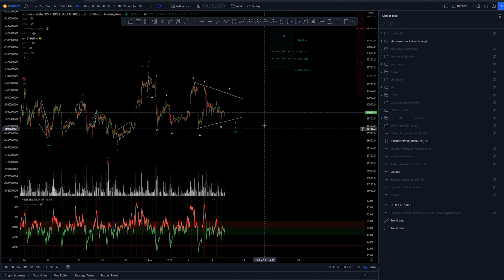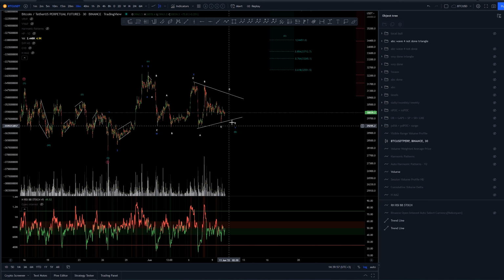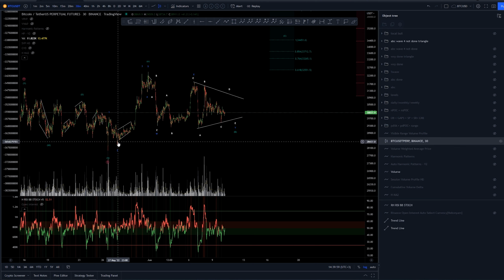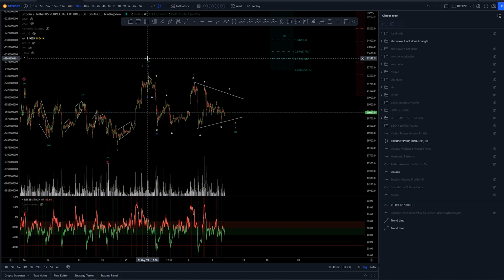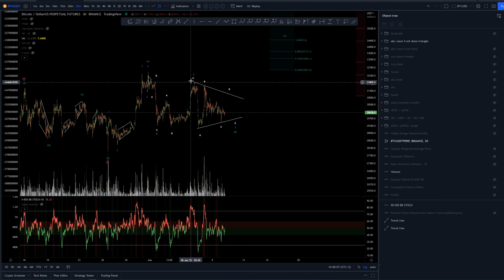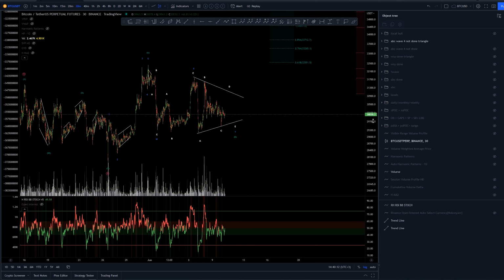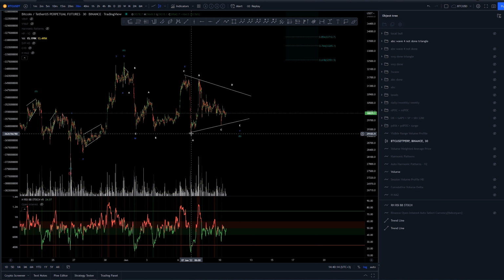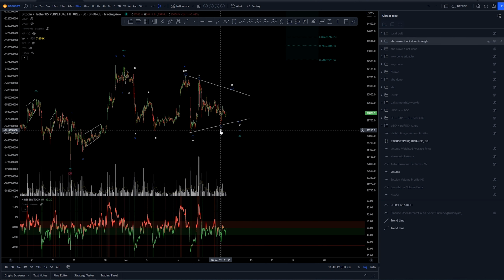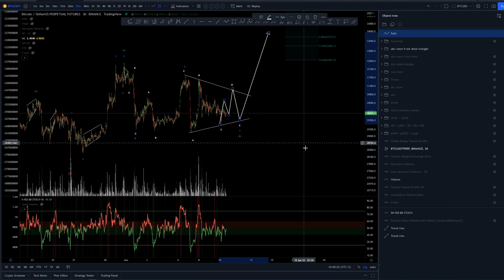Well, this is a bit different. Instead of looking downwards with the structure here, we would be looking upwards. So in this count, we have a 1, 2, 3, 4, 5 into an A wave. Again, here we would have an ABC here into the W wave, ABC into X, and then on the wave Y, we would have this triangle. Here, again, 3 waves into A, 3 waves into B, and now we would have a complex correction on the C wave, and then looking for this structure here to D, E, and then to the highs.